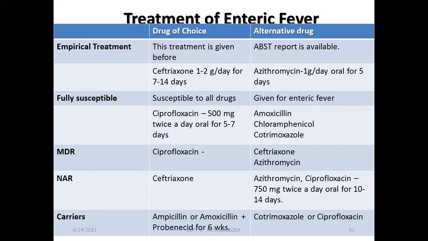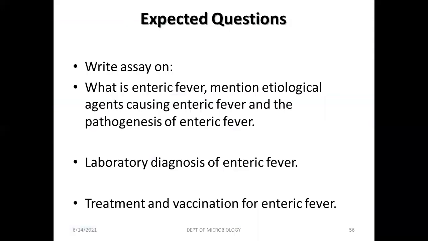Now, given are ampicillin, chloramphenicol, cotrimoxazole. For multidrug resistance, ceftriaxone or azithromycin. Nalidixic acid resistance has been treated with ceftriaxone or azithromycin, 750 mg twice a day, orally for 10 to 14 days. Carriers were treated with ampicillin or amoxicillin with probenecid for 6 weeks. Now they are treated with cotrimoxazole and ciprofloxacin.